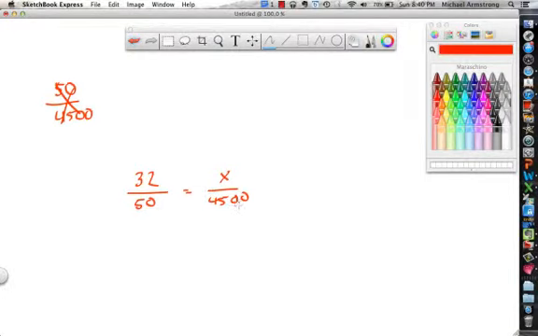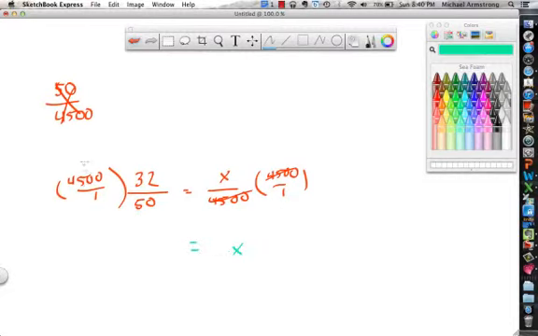I'm looking at the way they did it there: multiply each side by 4,500. Oh, they wanted to get the x by itself. I see what they did. So they multiplied by 4,500 over 1 here, and they multiplied by 4,500 over 1 here. These just cancel out, and it leaves them with an x on one side of the equation. And then they have to do some work here.